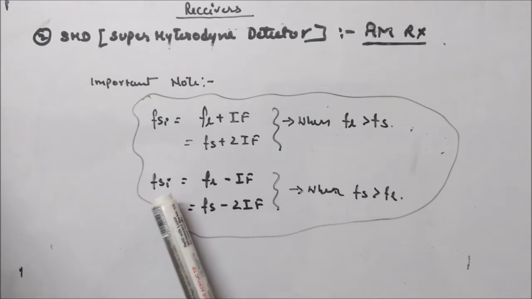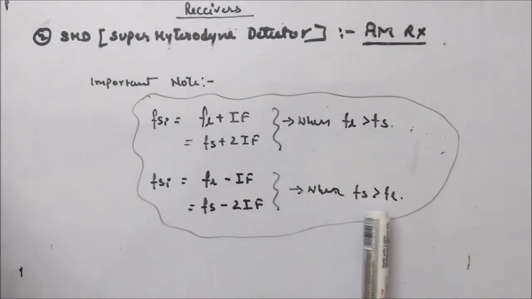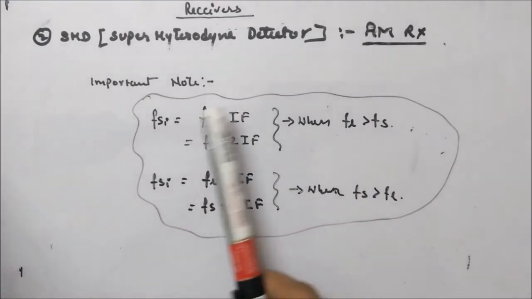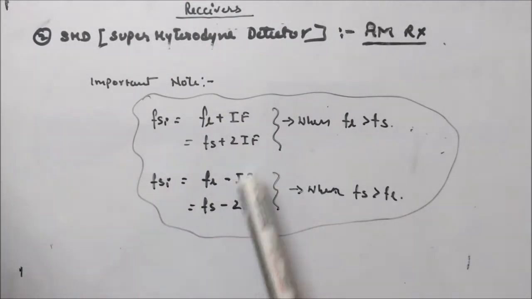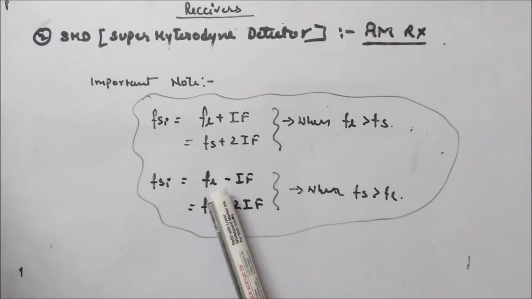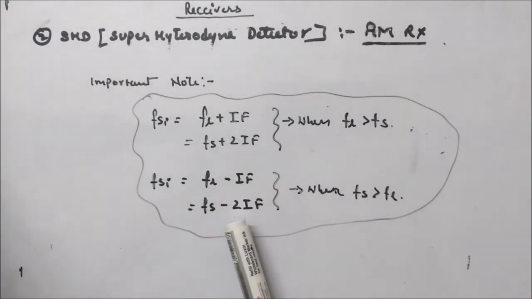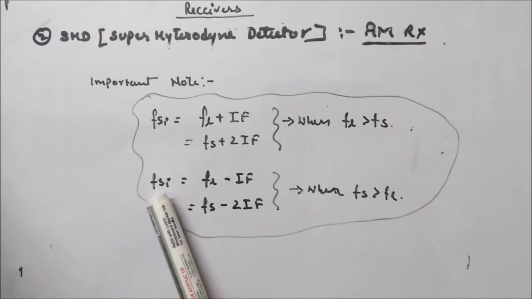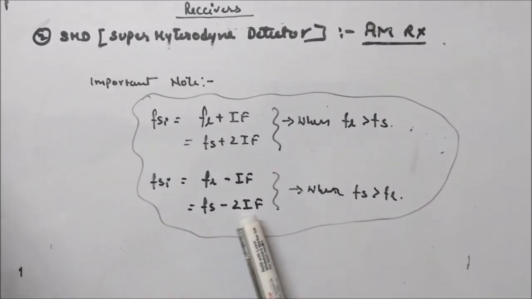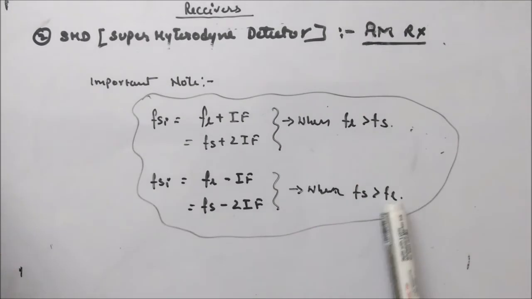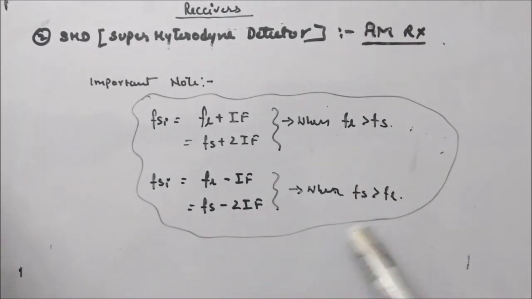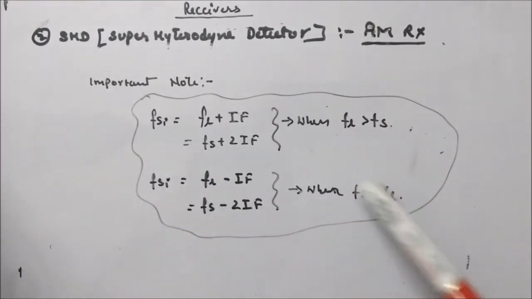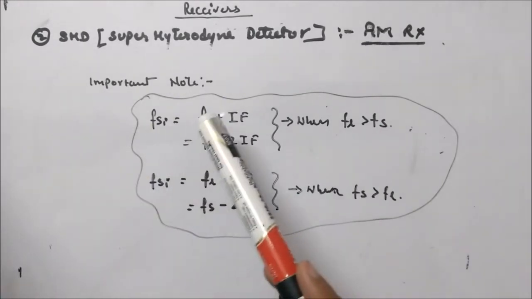But if the value of FS is greater than FL, then you don't follow this formula. Then FSI will be equal to FL minus IF, and in that case FL will be defined as FS minus IF, and in total you will get FSI = FS - 2IF. This is when the station frequency is greater than the local frequency, which we generally don't keep, but sometimes in numericals it is used. That is why I am mentioning it here.